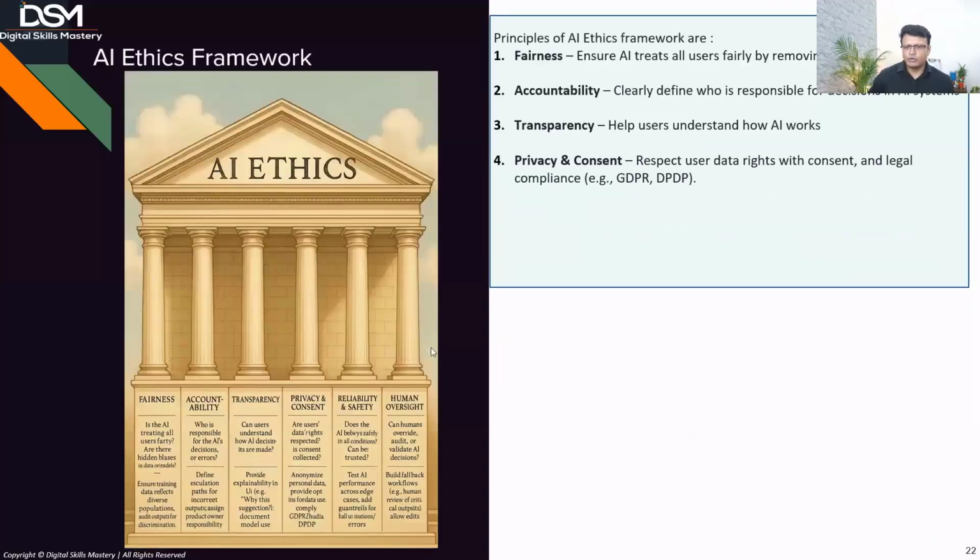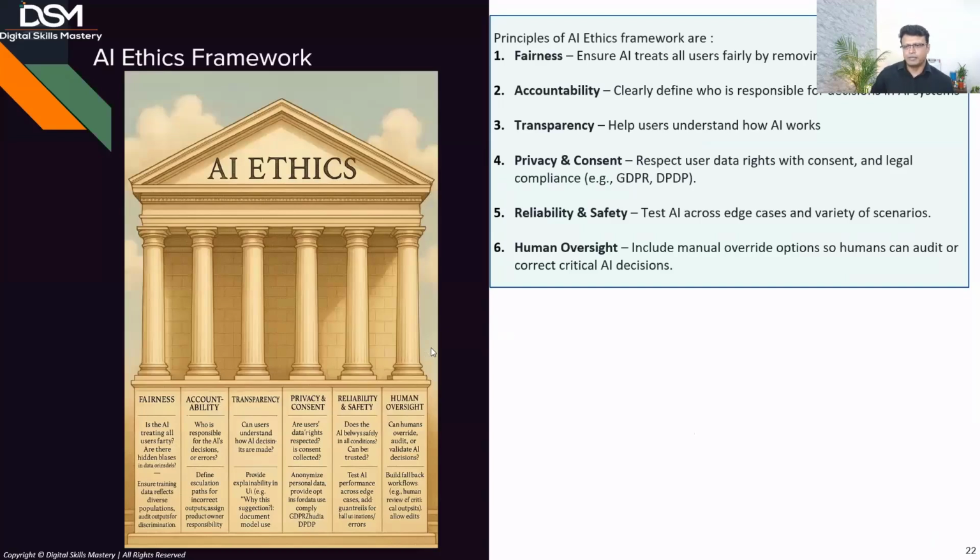Very quickly, I will not go into the details. These are the pillars of AI ethics: fairness, accountability, privacy and consent, reliability and safety, and human oversight.